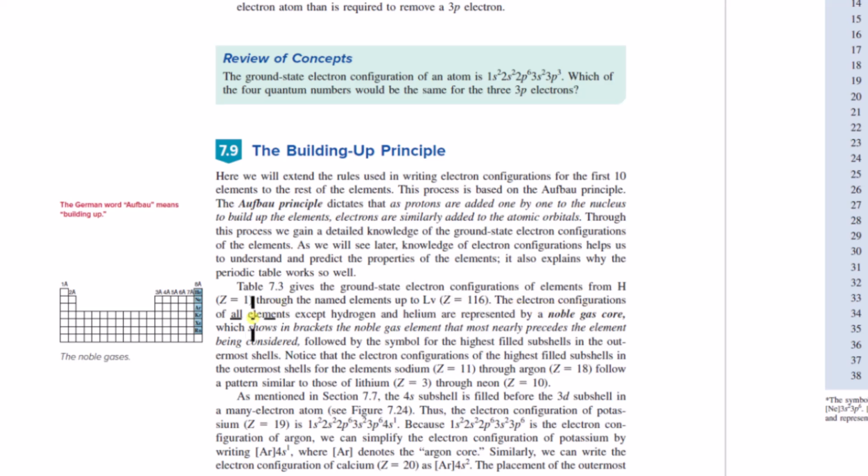The electron configurations of all elements except hydrogen and helium are represented by a noble gas core, which shows in brackets the noble gas element that most nearly precedes the element being considered, followed by the symbol for the highest filled subshells in the outermost shells. Notice that the electron configurations of the highest filled subshells in the outermost shells for the elements Z equals 11 through Z equals 18 follow a pattern similar to those of lithium through neon.